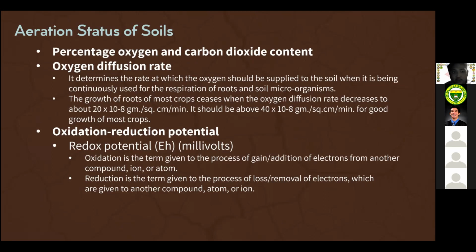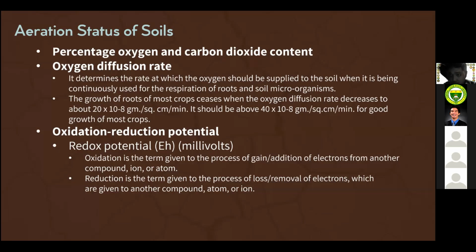So then the next one is the oxygen diffusion rate. So it is measured by the diffusion rate, which is grams per square centimeter per minute. So it determines the rate at which the oxygen should be supplied to the soil when it's being continuously used for the respiration of roots and soil microorganisms. The growth of roots diffusion rate decreases to about 20 by 10 to the negative 8 power grams per square centimeter per minute.